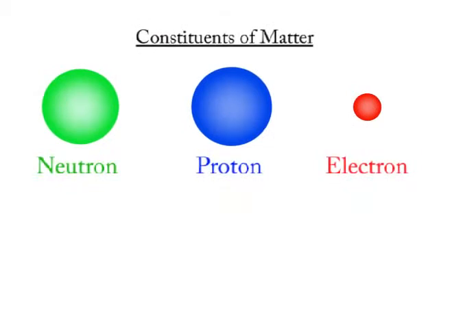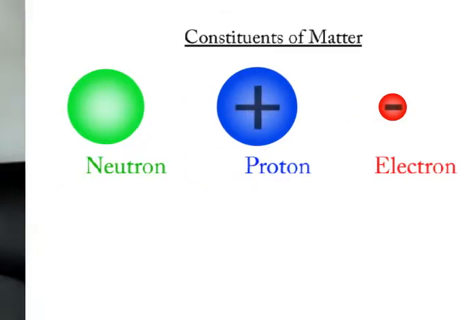The interesting thing about electrons and protons though is that they both have charge. Protons have positive charge and electrons have negative charge. Well, what you need to know about charge is that opposite charges attract each other, whereas the same charges repel each other.